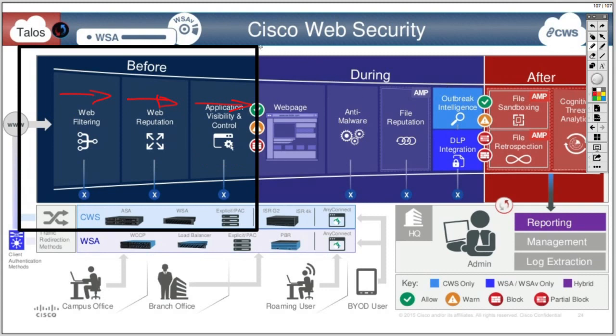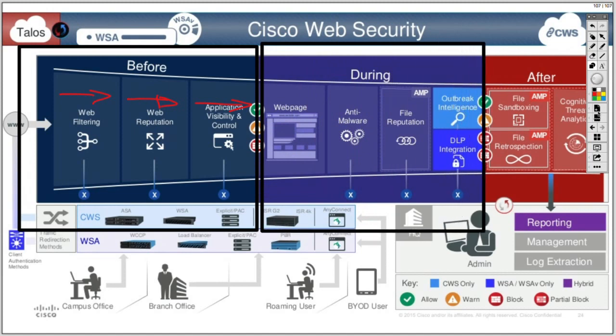Now, in the during phase, assuming that traffic was allowed to that resource, to that web server, to that website, which means now the user is going to download or request content from that website, first of all, we have malware engines to scan the content to see if it's infected or not.